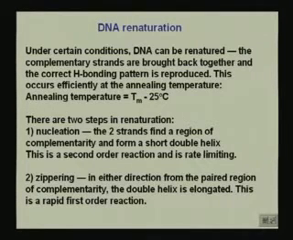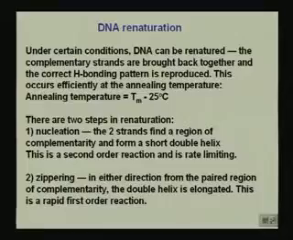Then there is zippering in either direction. From the paired region of complementarity, the double helix is elongated, and you understand that only if it finds a correct set. Otherwise, what will happen? It will form a bulge, right?